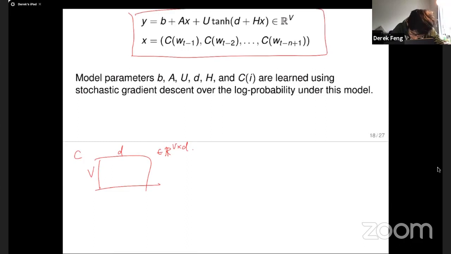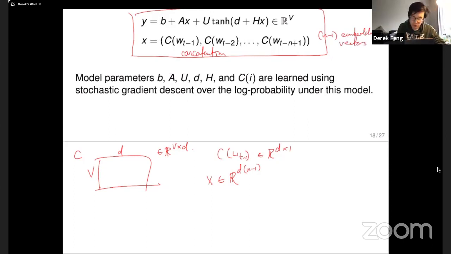Okay, so then what is X? Well, first of all, what is C of WT, or T minus 1, doesn't matter? That's going to be R to the D by 1, basically R to the D. Here, what is X? This is actually a concatenation, right? When I take these brackets, I'm going to concatenate my word vectors together. So X is not just R to the D, but R to the D times n minus 1, because there are n minus 1 embedding vectors.